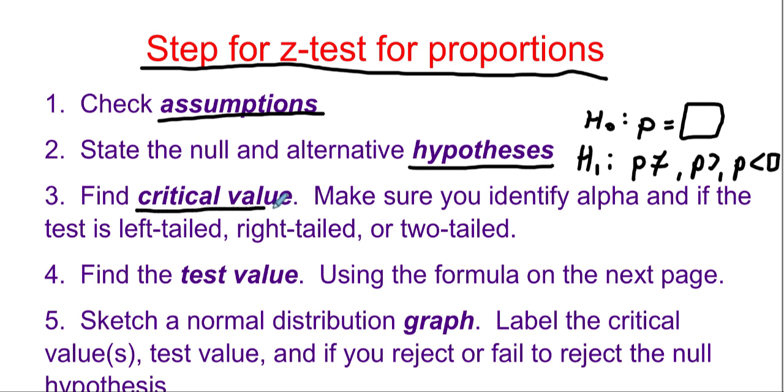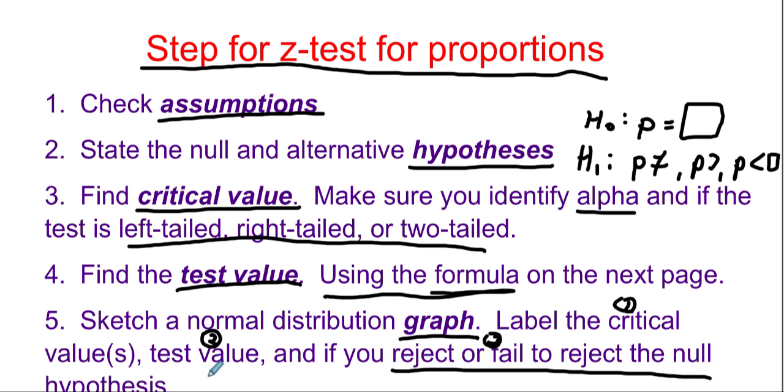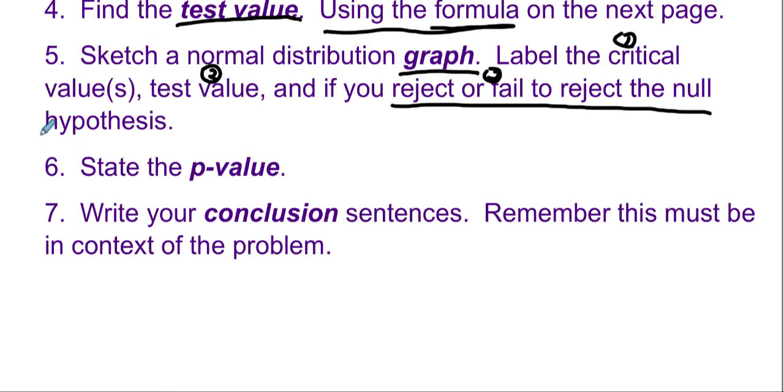For step 3, you need to find the critical value, which is the process that we just went through. Remember to state your alpha and what type of tail test it is. Okay, in step 4, the test, we're going to find the test value, which is going to be calculated using our test formula. Step 5, you're going to find the graph. And there are 3 things that you need to make sure you label on the graph. 1, the critical values. 2, the test value. And 3, either you reject or fail to reject the null hypothesis.